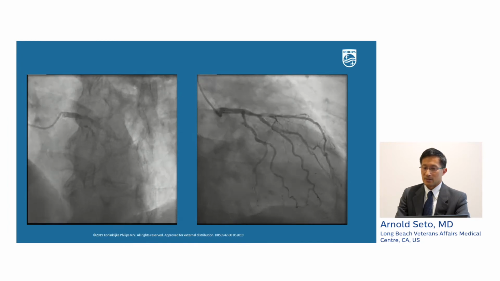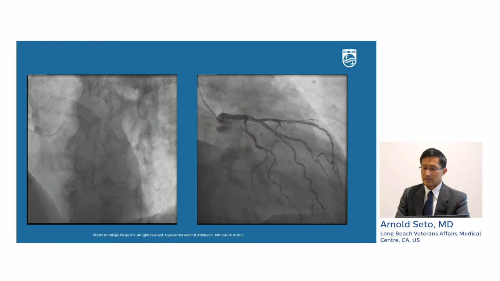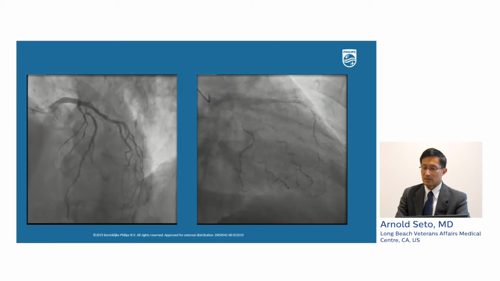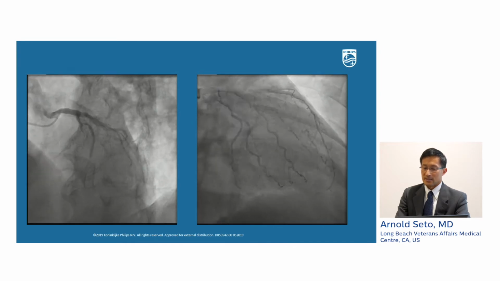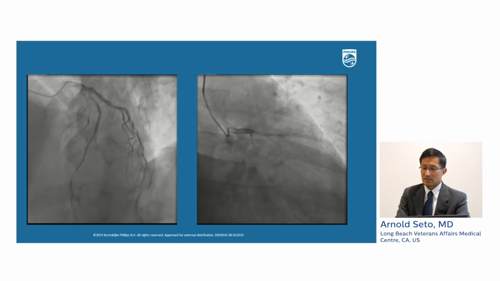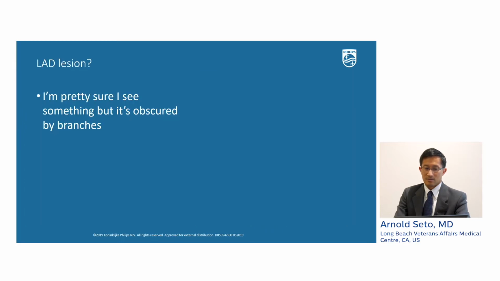On this RAO caudal view, the proximal portion of the LAD seems a little more obscured by the ramus artery. The ramus artery also has a bifurcation lesion in its distal segment. So, is there really an LAD lesion or not? We know that the LAD is often foreshortened in the LAO cranial, so it's also obscured by branches in the RAO cranial and in the RAO caudal. So what do we do?